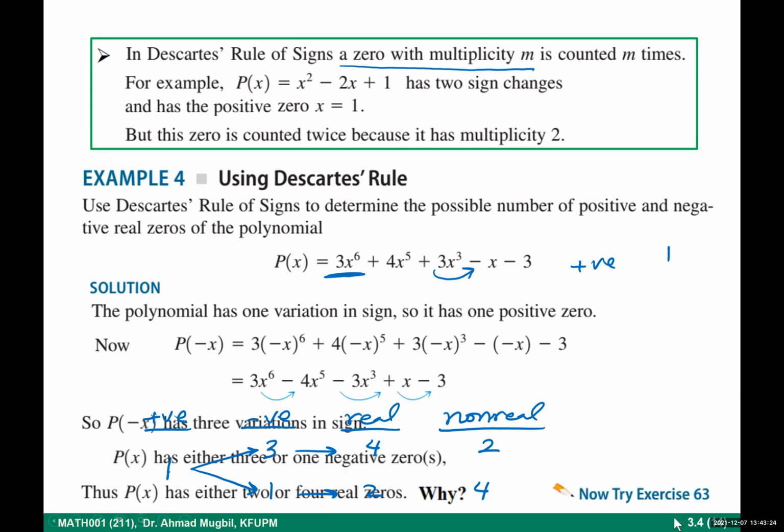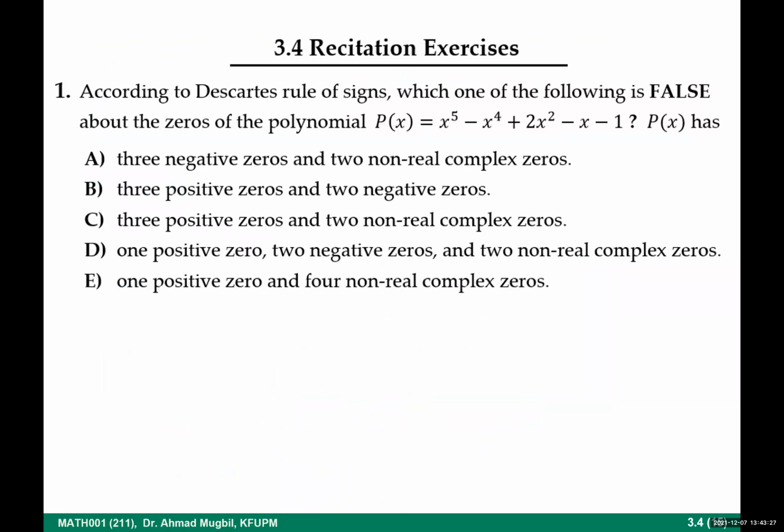Let's take an example. This is a recitation exercise, an easy one. Before going to the last example, according to the Descartes rule of signs, which one of the following is false about the zeros of this polynomial? You need to apply the Descartes rule of signs and see how many positive and how many negative real zeros. For the positive ones, what is the number of variations? 1, 2, 3. So for the positive, we may have 3 or 1.